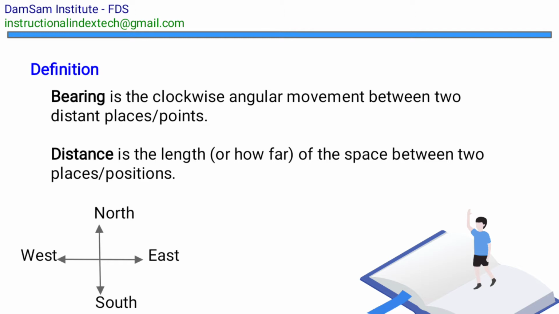Moving from north to east will make 90 degrees. Moving from east to south, it will make another 90 degrees, making 180 degrees. So all this is what we'll be considering as we study this course. Distance is the length or how far of the space between two places or position. When we talk of the distance, it is how far or the length measured in kilometers or in meter as the case may be.